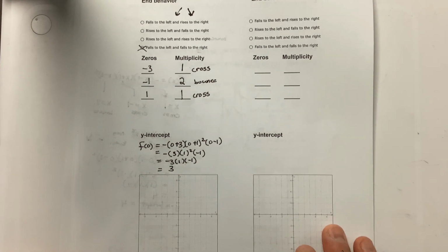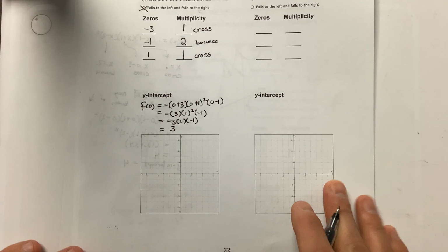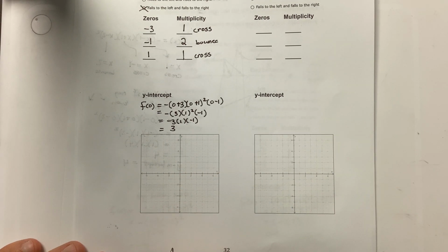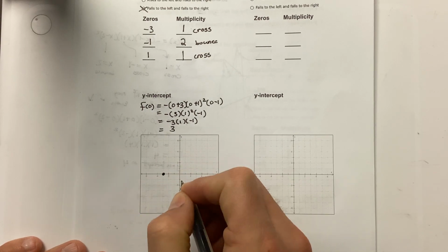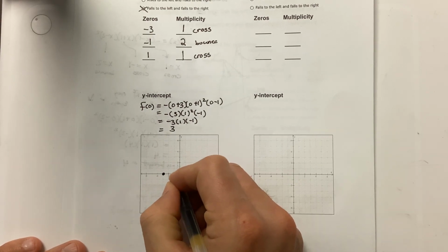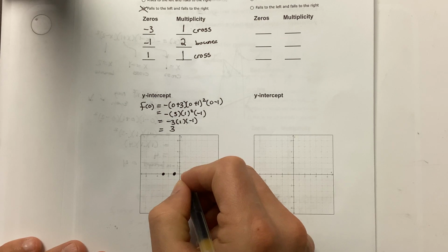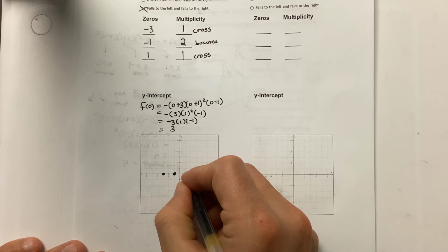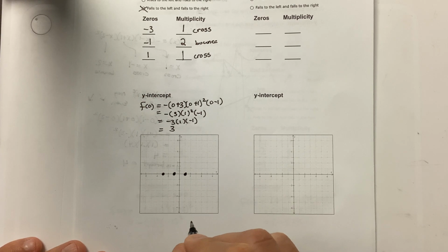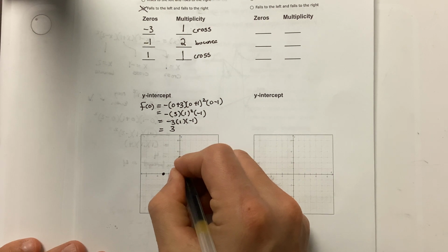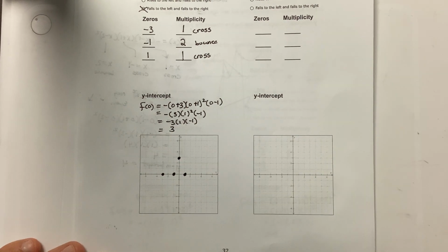All right, so now we're going to take all the things and take it to the graph. First, plotting out the zeros and then the y-intercept all at the same time. So we have a 0 at -3, put a dot. We have a 0 at -1, put a dot. And we have a 0 at +1, put a dot. For the y-intercept, it crosses the y-axis at 3. So I put a dot up there.